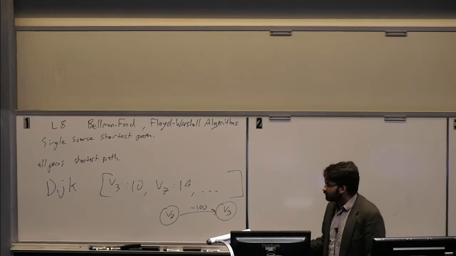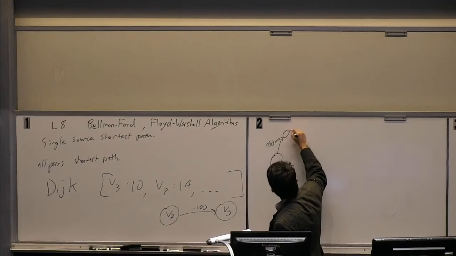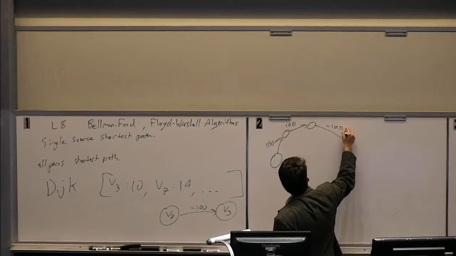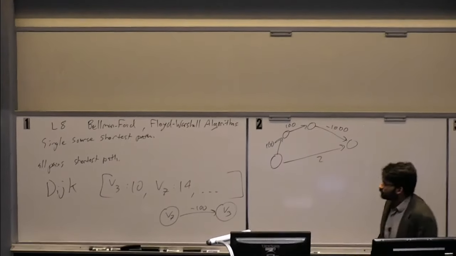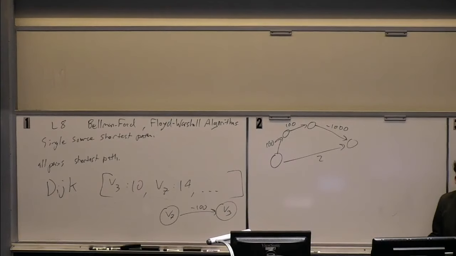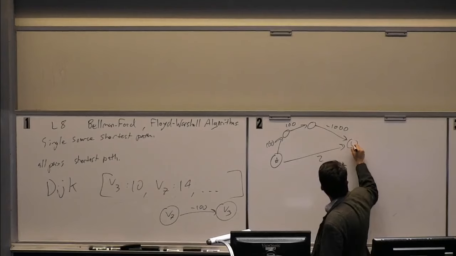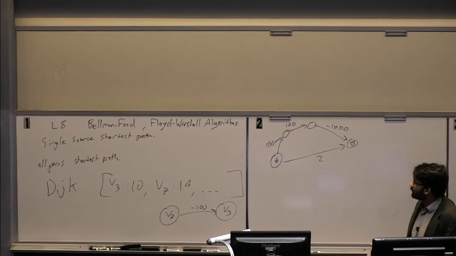Dijkstra's algorithm doesn't think like that. Say you have something like this: 100, 100, negative 1,000, or like 2. The way Dijkstra's algorithm looks kind of locally is like you're at this start, let's say you're trying to get from A to B. It doesn't seem worth it to go up the hill and then back down, right? It doesn't really know that. It's going to look at the 2 and update that first.